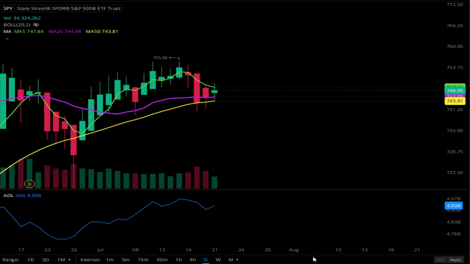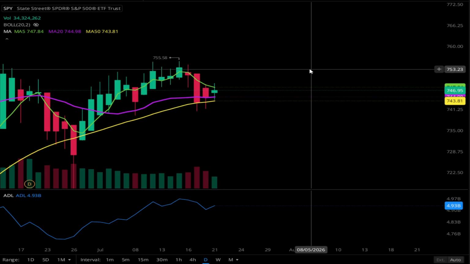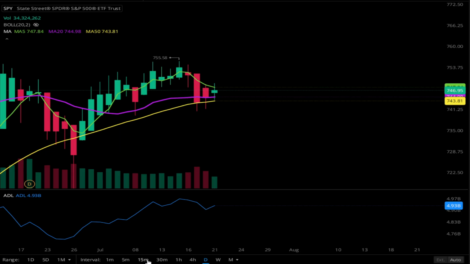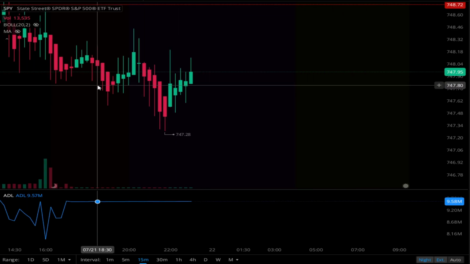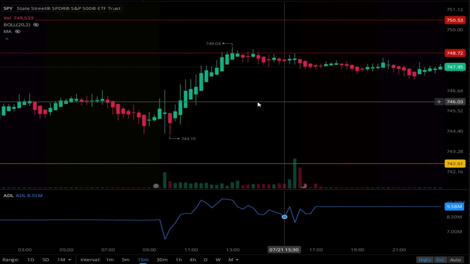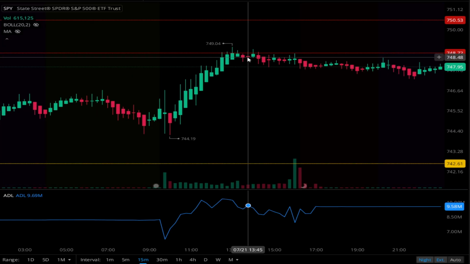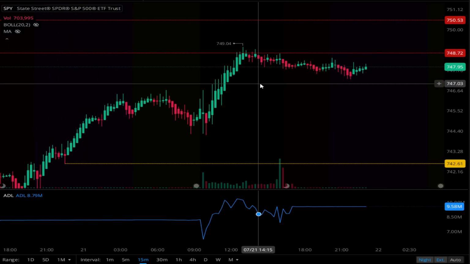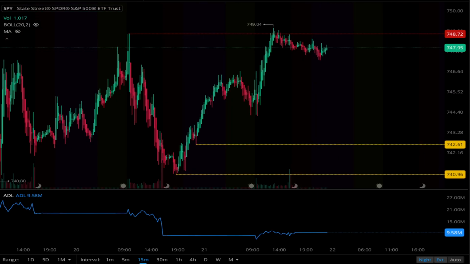Which means we could have the assumption of the high being around that 749 with the low being around that 745 if we're going to fully test that 5-day moving average. And jumping into the 15-minute time frame here, we could see that almost exactly. That was kind of the price action of the day. We had a low of 744.19 with a high of 749.04. So we did have a very quality 5-day moving average test in here.